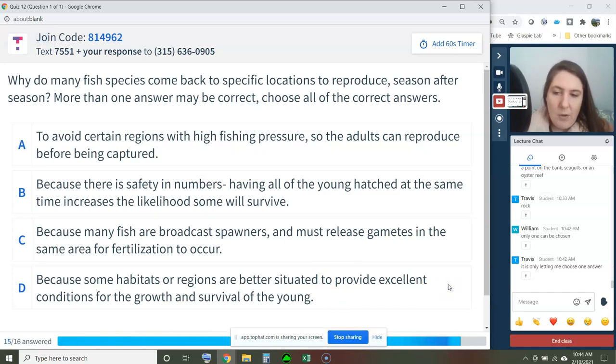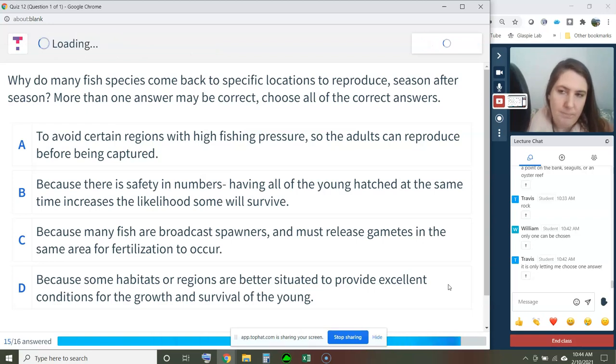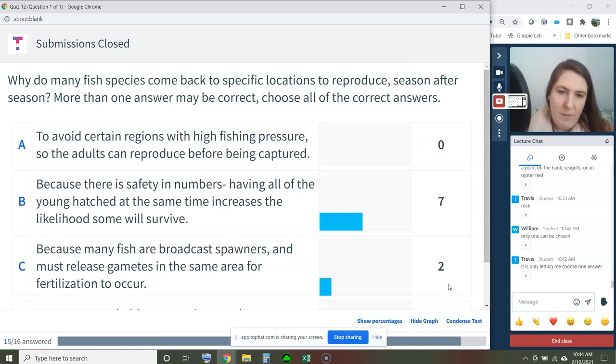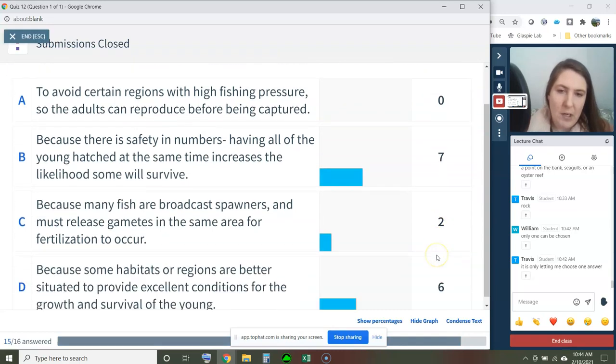Okay, so of all of these answers, the only one that was not correct was A. So fish do not come together to avoid regions with high fishing pressure. Actually, coming together makes them more susceptible to fishing pressure.